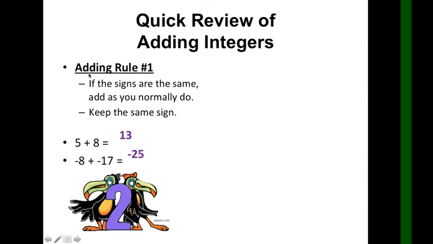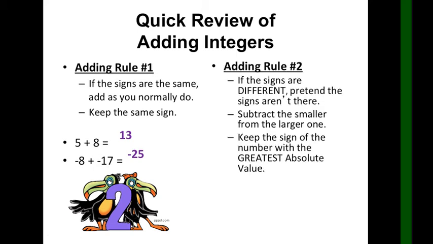Ibig sabihin, sa addition rule, kapag pareho ang sign, i-add mo lang sila and then copy the sign. As simple as that. Now, for addition rule number 2, if the signs are different, pretend that the signs are not there. Subtract the smaller from the larger one, and then keep the sign of the number with the greatest absolute value. So, here we have 19 plus negative 11.